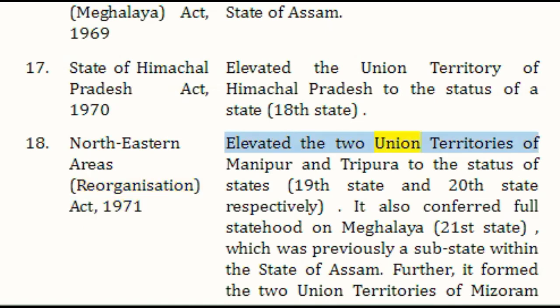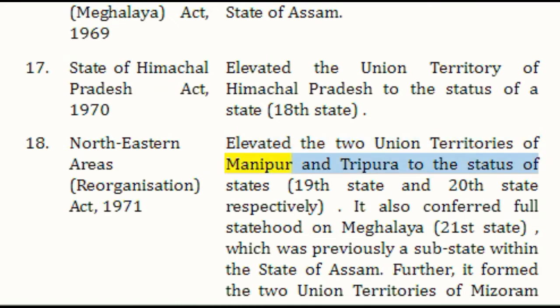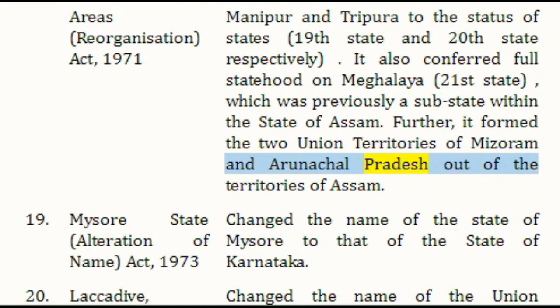Elevated the two Union Territories of Manipur and Tripura to the status of states, 19th state and 20th state respectively. It also conferred full statehood on Meghalaya, 21st state, which was previously a sub-state within the state of Assam. Further, it formed the two union territories of Mizoram and Arunachal Pradesh out of the territories of Assam.